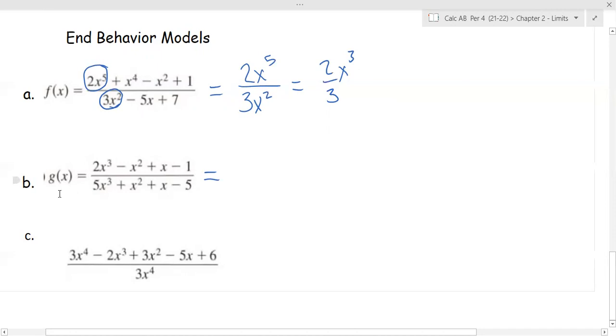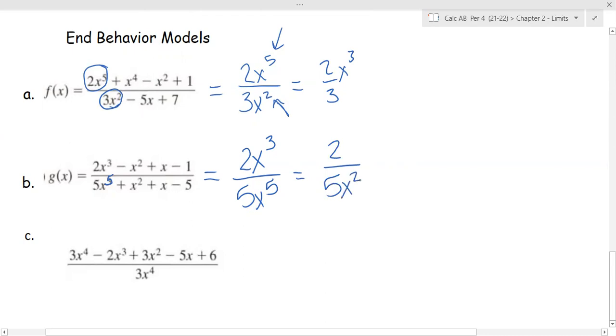Oh shoot, I messed this up. That's okay. I have two of the same ones. So for B, let me change this to 5x to the 5th on the bottom. So then this would be 2x to the 3rd over 5x to the 5th. So notice in part A, I had the largest on top and the smallest on the bottom. Now I'm flip-flopping that, so I have the smallest on top, largest on the bottom. So if I reduce that, it would be 2 over 5x squared.